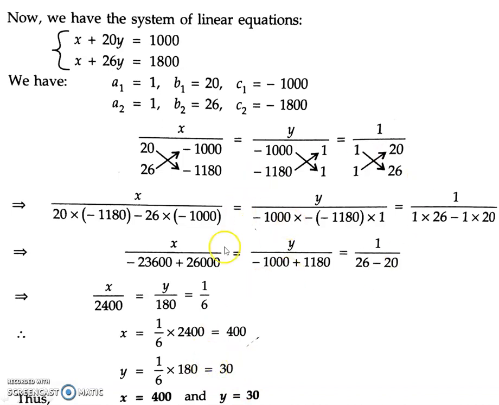Since, as you can see, cross multiplication involves a few calculations, go for the easiest method, that is either substitution or elimination. But then you have to practice cross multiplication also, because at times it is specified that you have to do it by only one method.